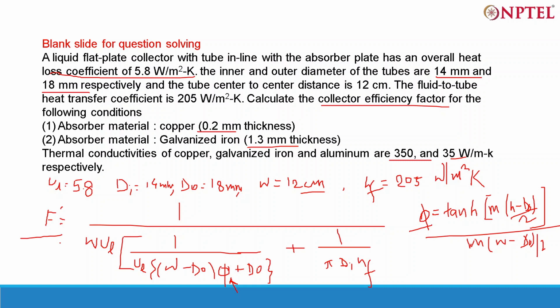And what is unknown here? Unknown here is m. Okay, so for the phi formula, you need to calculate m. Okay, m. So m is equal to under root of U L upon k p, that is thermal conductivity, which is given as 350/35 into delta p.